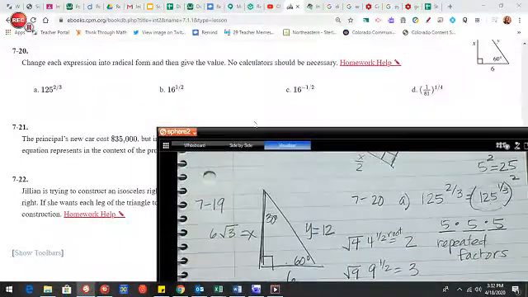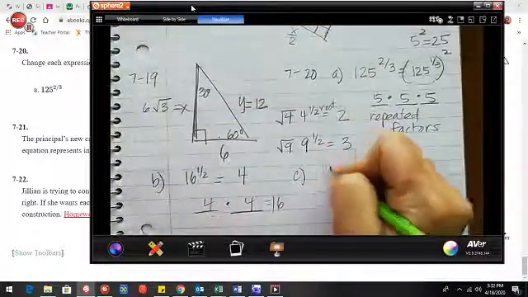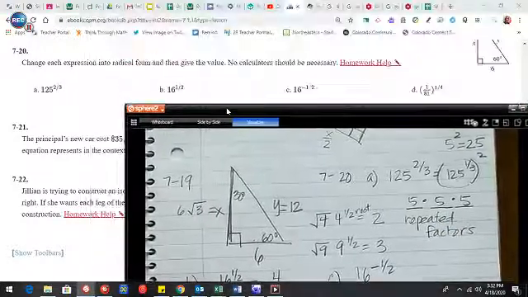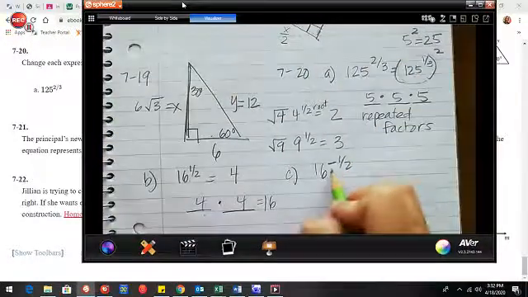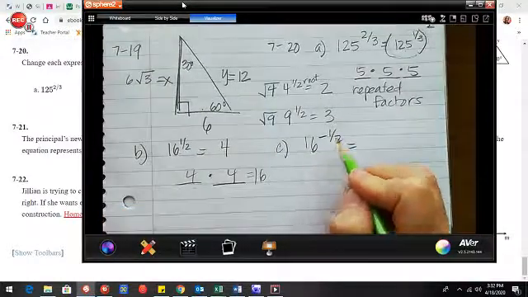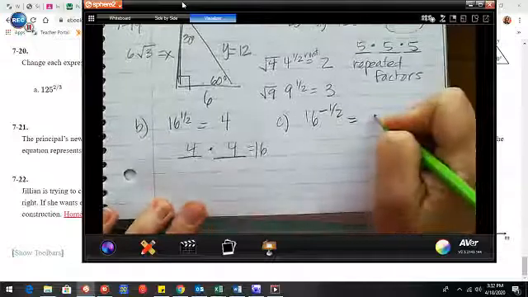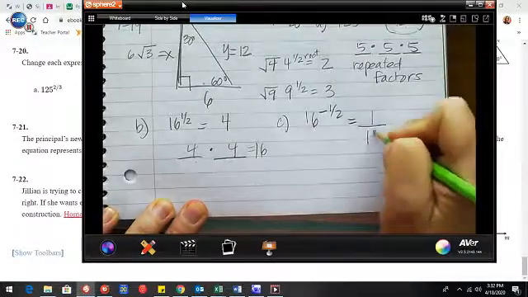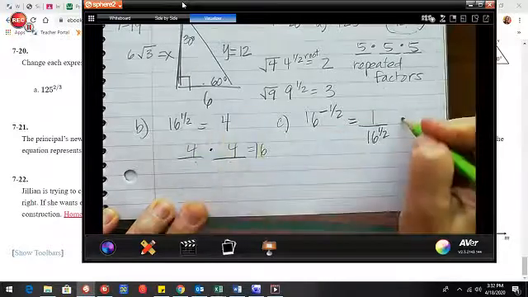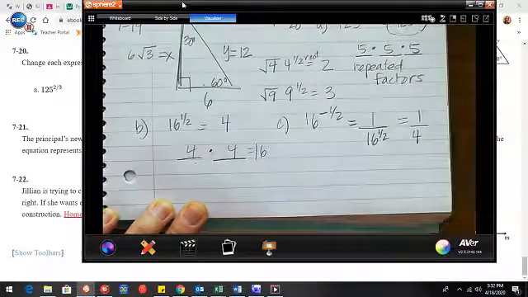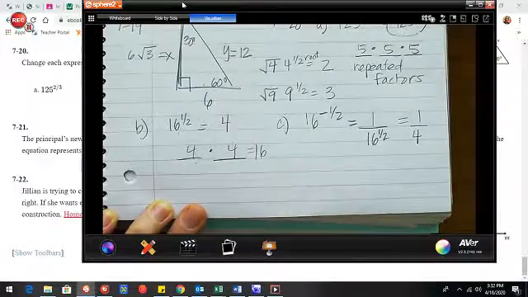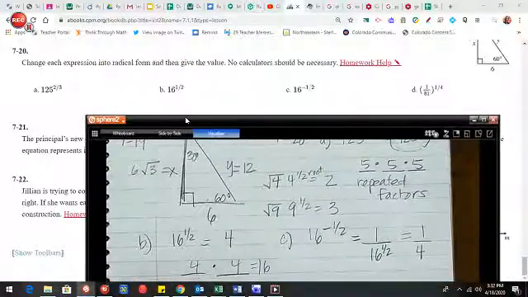Okay, C, we have 16 to the negative 1/2. So remember, did it say negative 1/2 or negative 2? Negative 1/2. Okay, that is just shorthand for saying that this base and this exponent are in the denominator. So this is just 1 over 16 to the 1/2, and we already know that 16 to the 1/2 is 4, so this would just be 1/4. That negative exponent doesn't have anything to do with anything being negative.